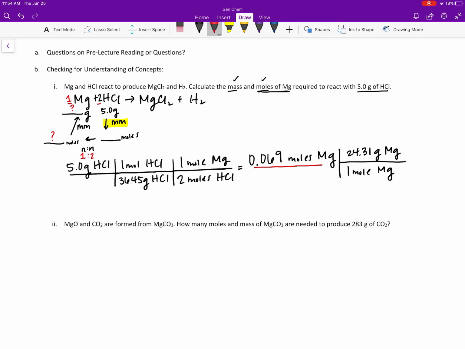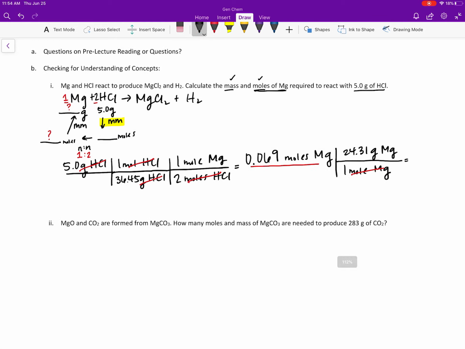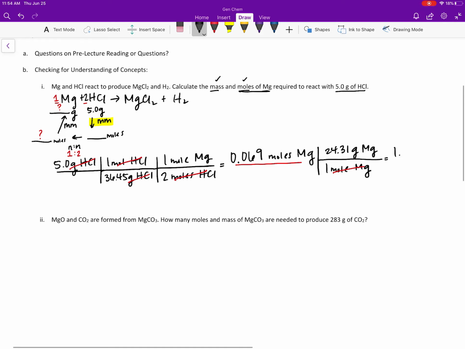We should double check to make sure all these canceled out. And they did. So now my moles of magnesium will cancel out. And when I multiply these 2 together, I'm going to get 1.7 grams of magnesium, which is going to be my second answer. It answers the question in total.